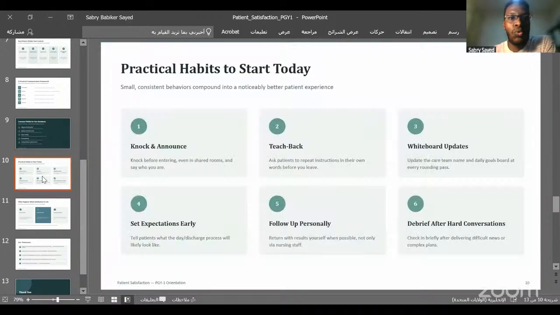All right, so we also have practical habits to start today. Small, consistent behaviors compound into a noticeably better patient experience. First, you have to knock and announce. You have to knock before entering the patient's room, even if it is a shared room, because this is their private area. And you also have to teach back: ask the patient to repeat instructions in their own words. This is especially done for newly given medications for a patient who's going to be discharged.